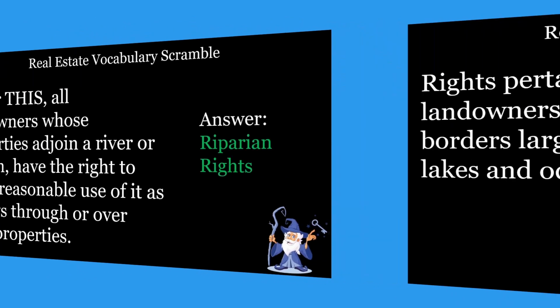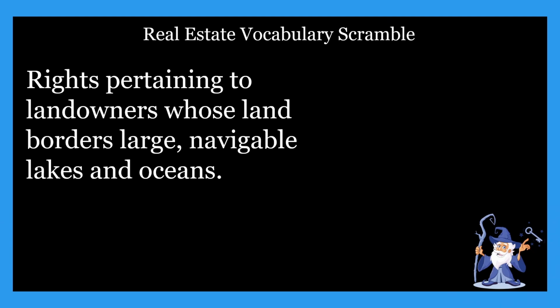All right, next one. Rights pertaining to landowners whose land borders large, navigable lakes and oceans. So think that one over. All right, here's your scramble.